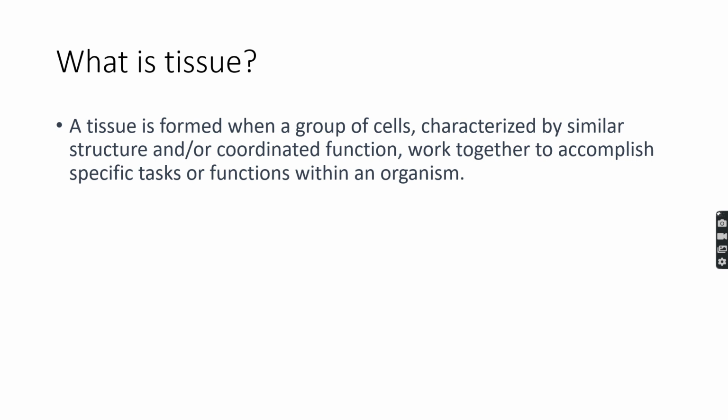So, a tissue is formed when a group of cells characterized by similar structure and/or coordinated function work together to accomplish special tasks or functions within an organism. What are the important terms here? Basically, a tissue is a group of cells characterized by similar structure and/or coordinated function, working together to accomplish a specific task or function within an organism.